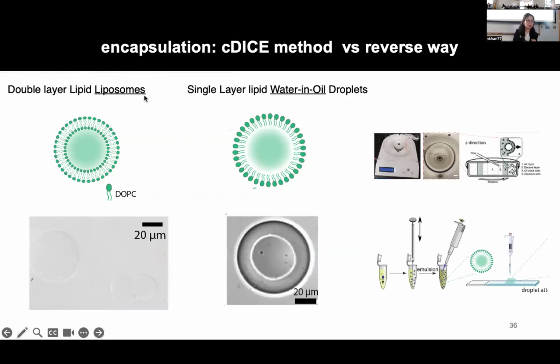One is called liposome. It has a double layer of lipid, and what happens here is like it's water in water. Another way is much simpler. You can say it is just one single layer of phospholipid, not a dual layer. What happens is it's water in oil droplets. We have tried both ways, and we found that the single layer water in oil droplets is the simplest way.